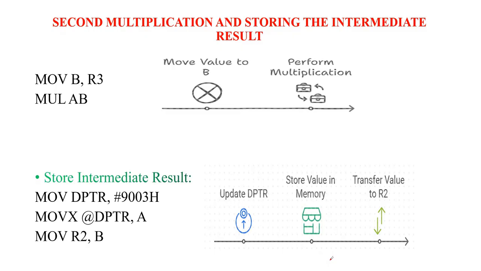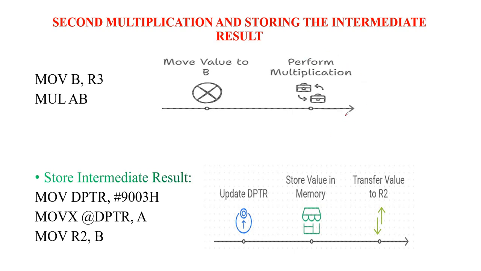After that, we will perform the second operation. So, second multiplication operation, and we will store the intermediate result. Here the value in the R3 is moved to B, and then we perform the multiplication operation.